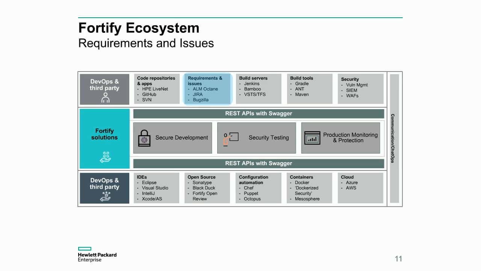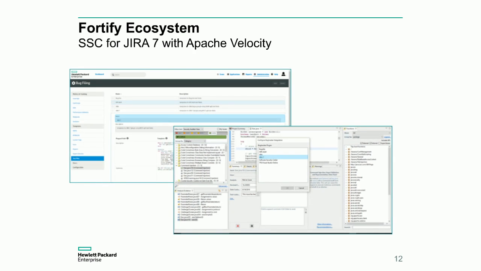So another example that I wanted to share some insight on, and we'll hit a few of these, centers around our ability to integrate with some of the ticketing systems. One of the really cool things that we've done with our Secure Software Center is our ability to provide Jira 7 support leveraging Apache Velocity. I don't know how well you can see the screenshot, but it provides you with a visualization of Velocity, which enables the ability to simplify the configuration of your bug tracking system.